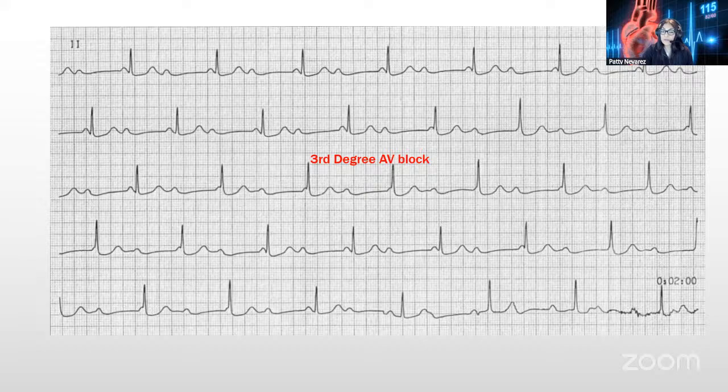QRSs are there. So you have two options: dropping a QRS or not dropping a QRS. There is just no communication between the atria and the ventricle.